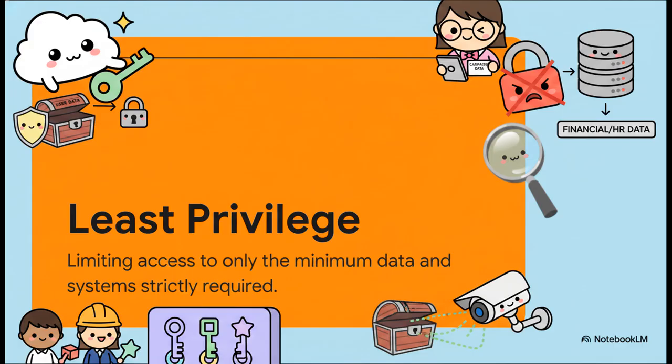Basically, your employees are only granted access to the specific data they absolutely need to shine in their daily roles. If you have a data analyst in marketing who only needs customer demographics to run a campaign, they should under no circumstances have access to sensitive financial or HR data. Limiting access to just the bare minimum dramatically reduces the blast radius if a breach ever does happen.